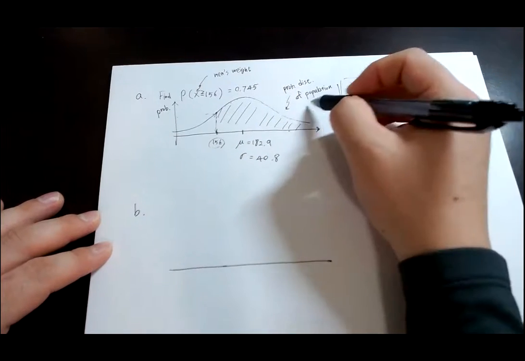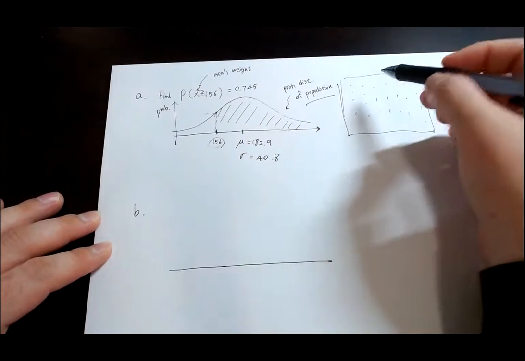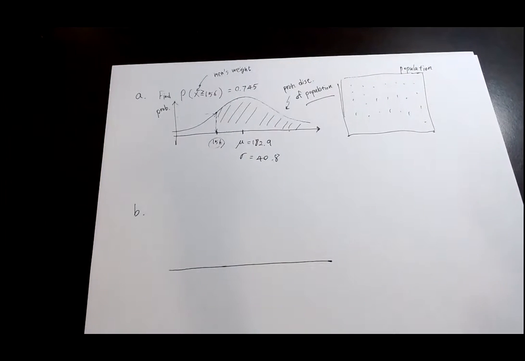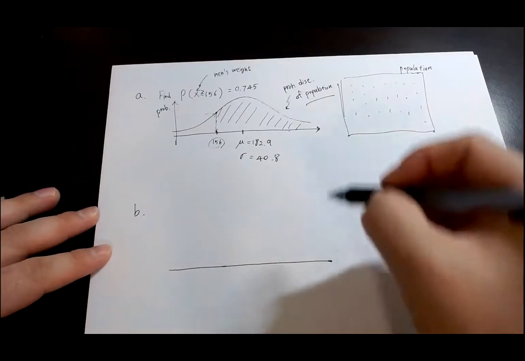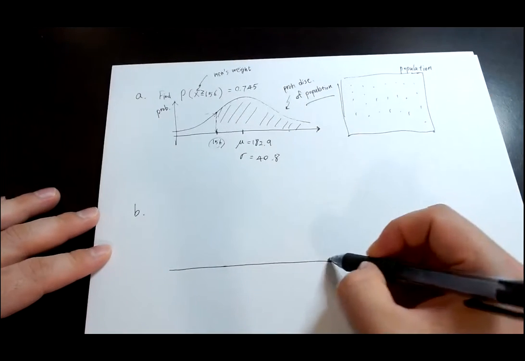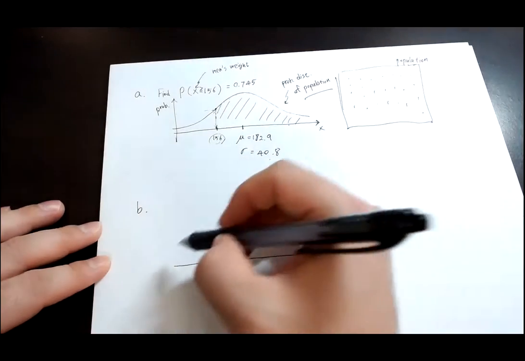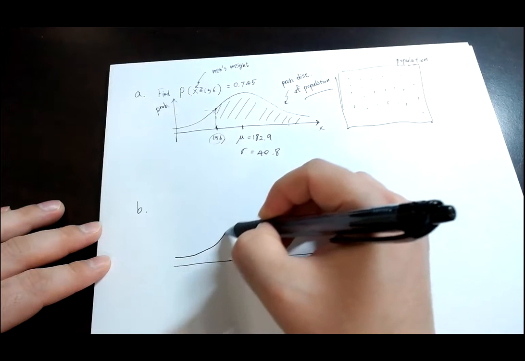Okay. So what's the population in this problem? I told you the population means the collection of all of the men's weight data. So here, this is x right here. Okay. So we drew the sampling distribution.